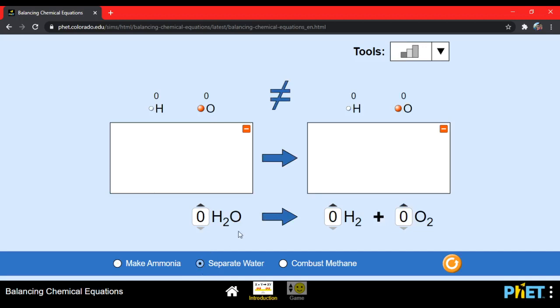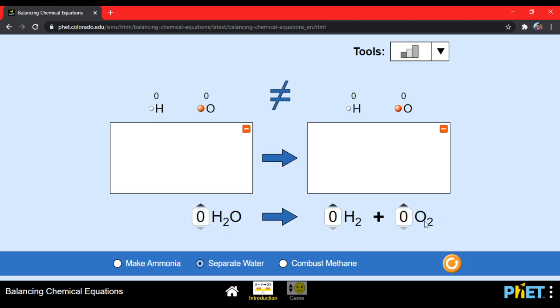Alright, let's try separating water. I have here two atoms of hydrogen, so it is balanced over here. It has two atoms. But the oxygen is not balanced. I have two atoms on the product side, and I have one atom on the reactant side.